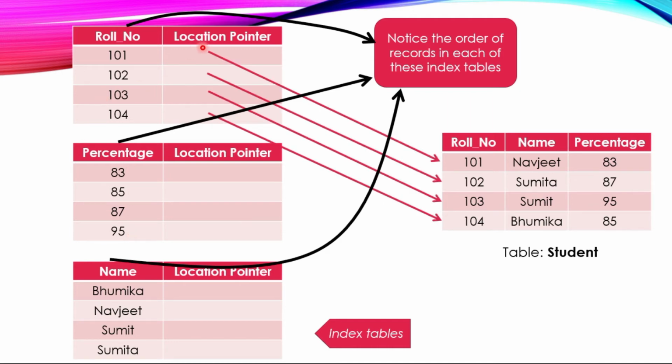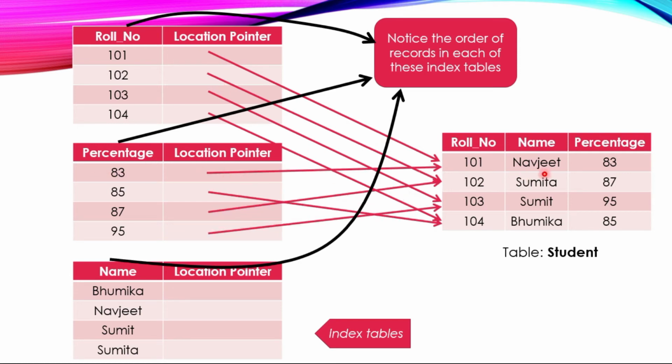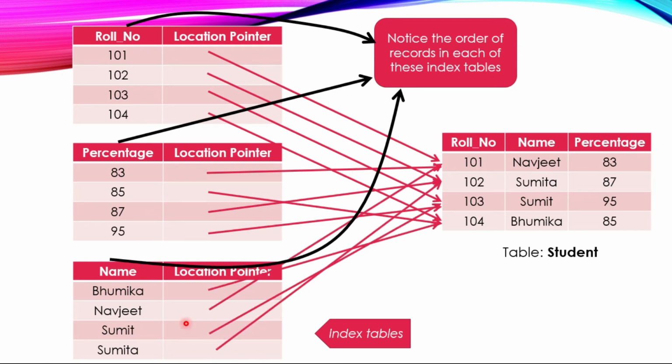So here the location is pointing on the actual table. Same way, 83 means first, 85 means the fourth value, 87 means the second value and 95 means the third value. So depending on the value, the location is pointed. And last, Bhumika is your fourth value, Navjit is first, Sumit is third and Sumita is second. So even if the data is sorted, the location pointer will point to the actual data of the table. So this is how your index works.